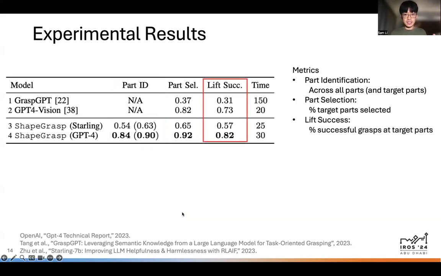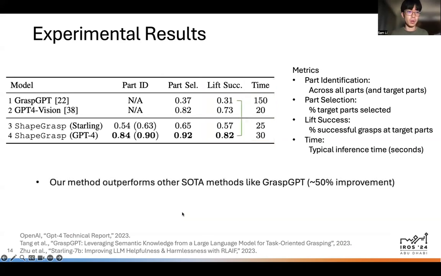And lift success is the percentage of ShapeGrasps executed at the target parts. And there's sort of a compounding effect to these metrics. If the part selection is wrong, the lift success would also be counted as wrong. If part ID is wrong, the part selection would also be wrong. We also look at time, which is just the inference time in seconds, because we care about having an efficient pipeline that we can reasonably run on a robot.